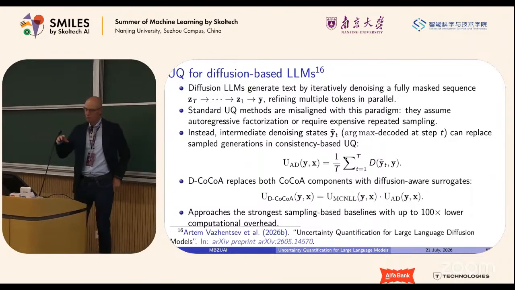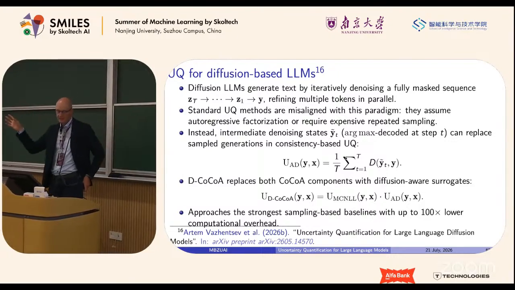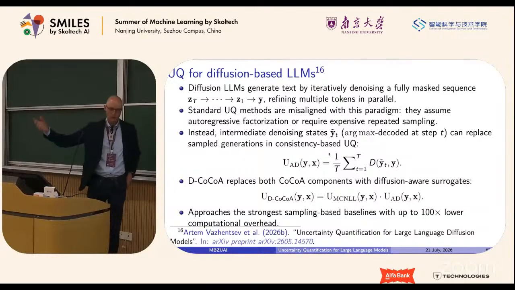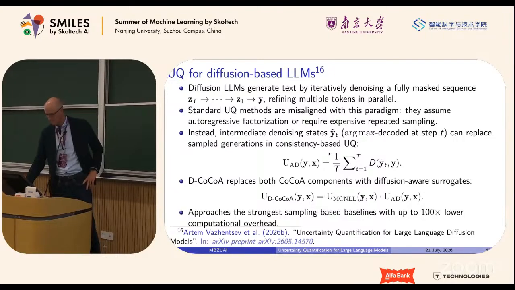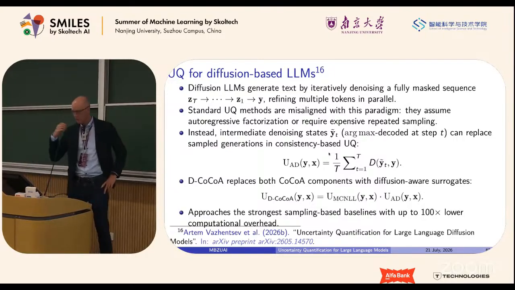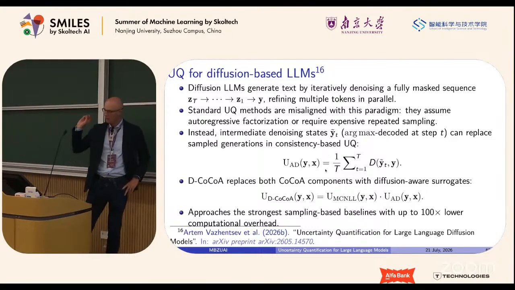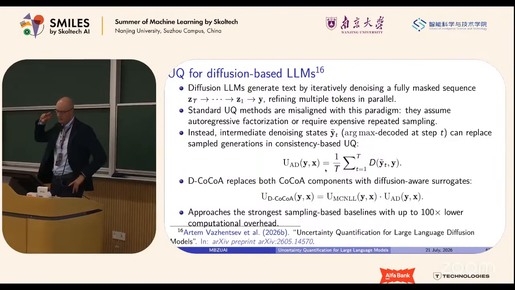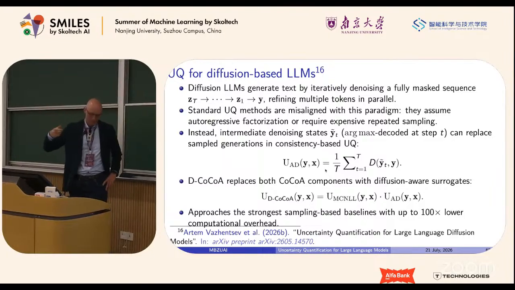And in our recent preprint, we show that this trajectory is pretty good. It can recover about 95% of what you can achieve using the straightforward approach with the consistency-based techniques. So one of the approaches that we recently proposed is DCOCOA. It's basically the same COCOA method where we replace the component related to consistency using the samples from the trajectory that you generate through the diffusion process.